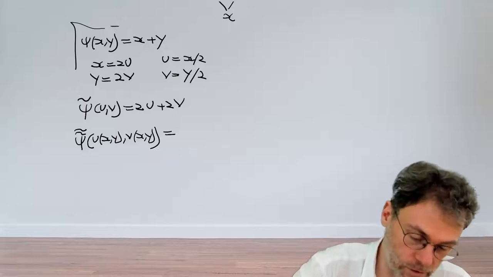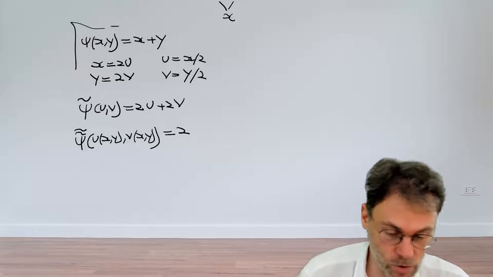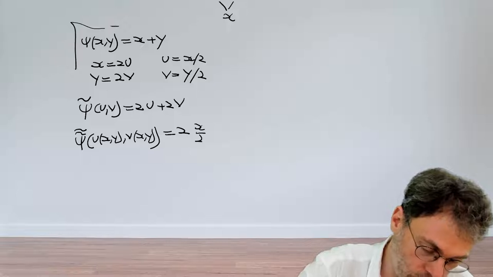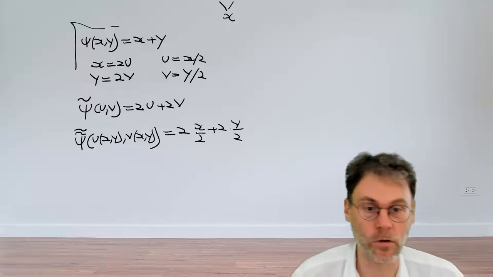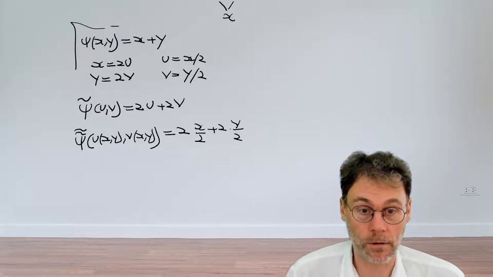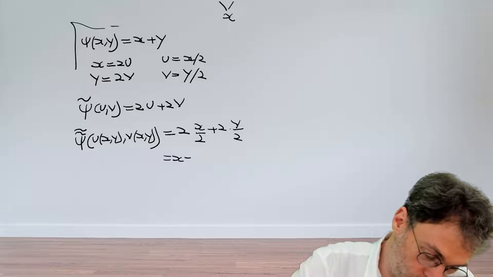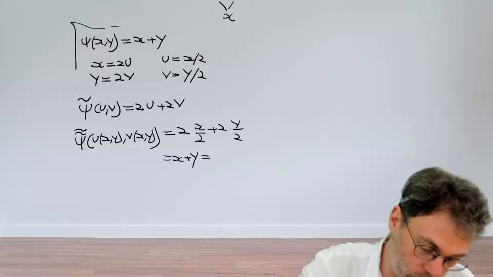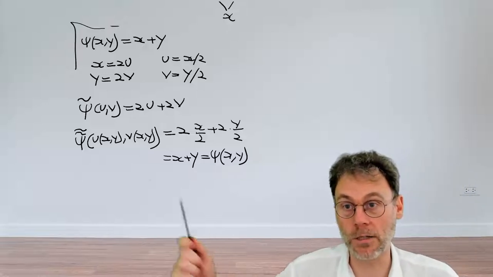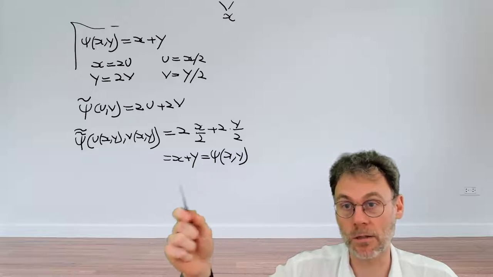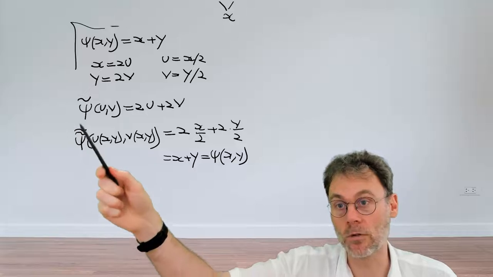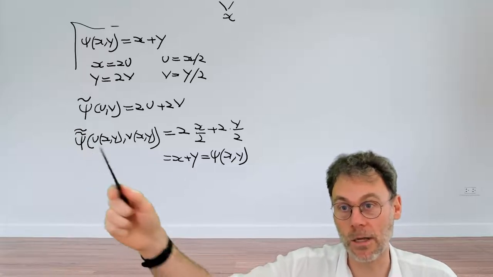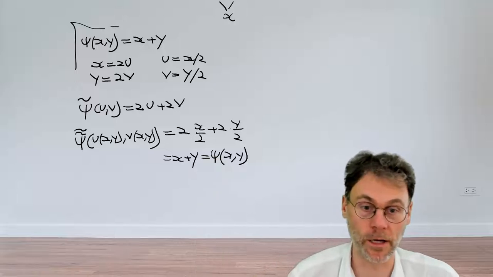We just start from this thing over here, so we have 2 times u, and u is x over 2, and then we have 2 times v, and v is y over 2. That's, of course, x plus y, and that's exactly the same thing as our original function psi of x and y, which is not surprising because both this object and that object are fundamentally functions where the independent variables are x and y. So there's no need to distinguish this thing here with a double tilde. It's the same thing as our original function back there.